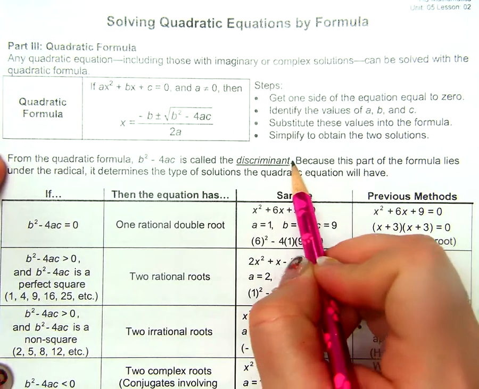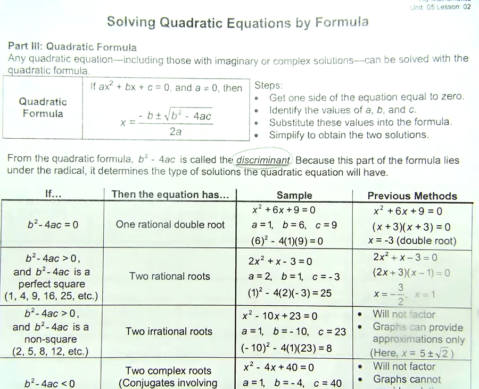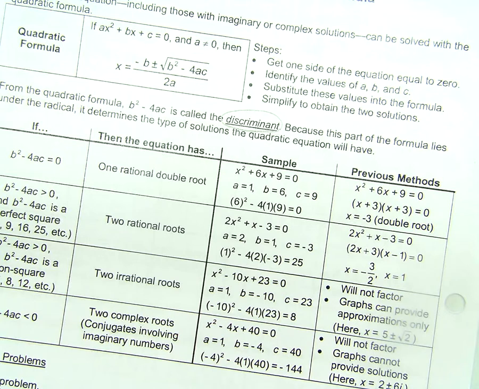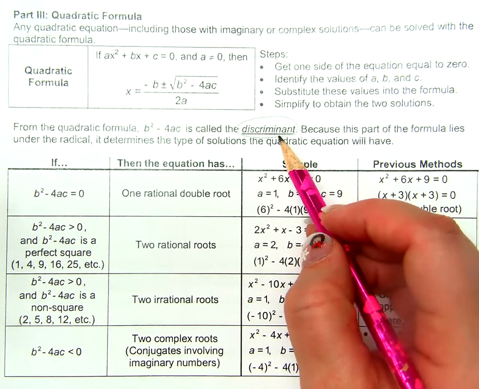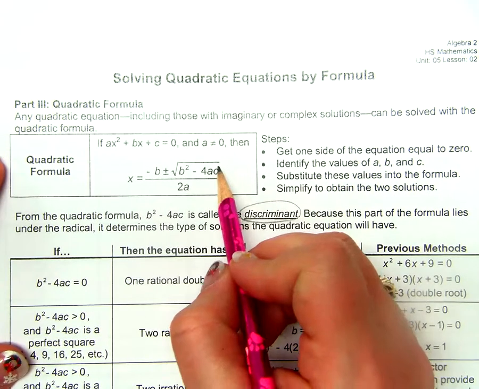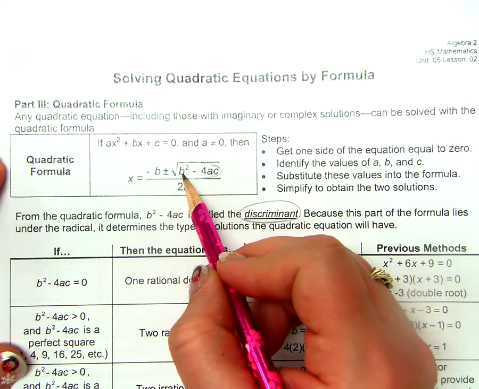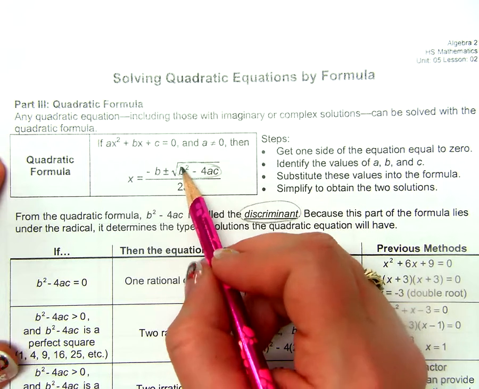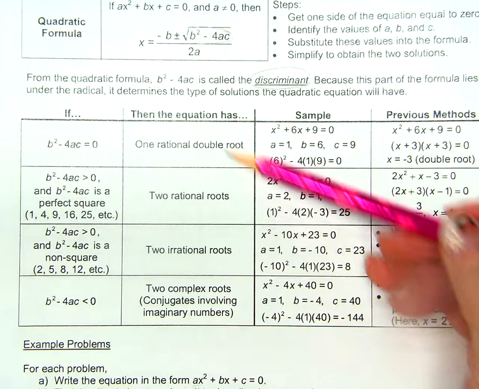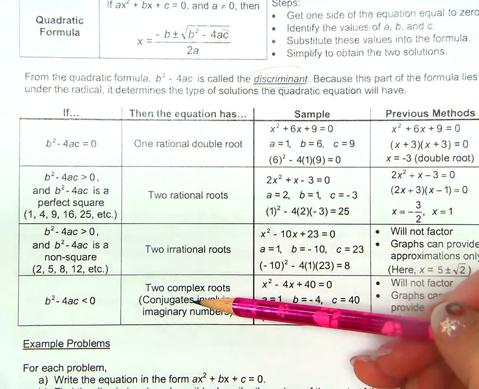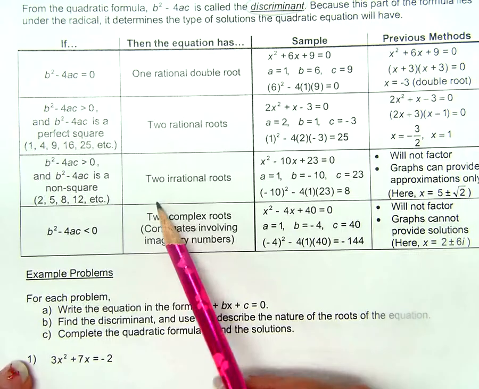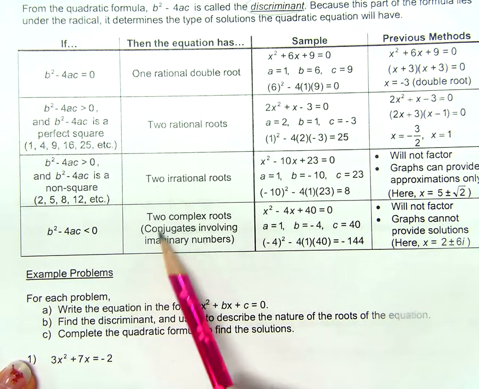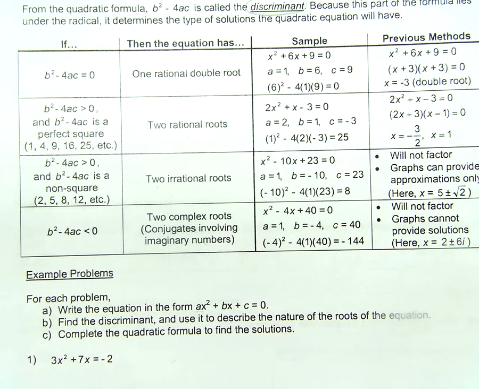Now, I do need to point out a discriminant. For the record, I'm not asking anyone to sit at the back of the bus. That's discriminate. It's a different word. Discriminant is part of the quadratic formula. It's this part right here. Not the square root sign, just the b squared minus 4ac part. The discriminant will tell you these things. It'll tell you if it only has one rational root. It'll tell you if it has two rational roots. It'll tell you if it has two irrational roots, and it'll tell you if it has two complex roots.